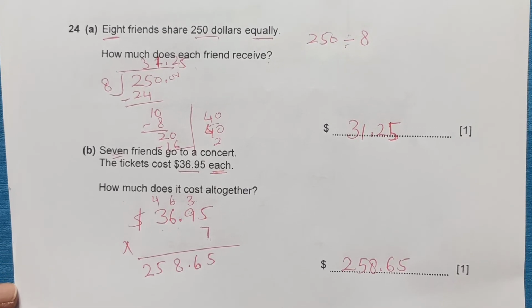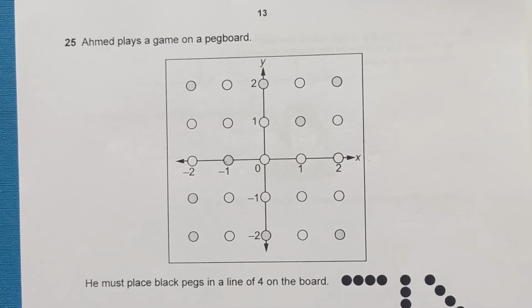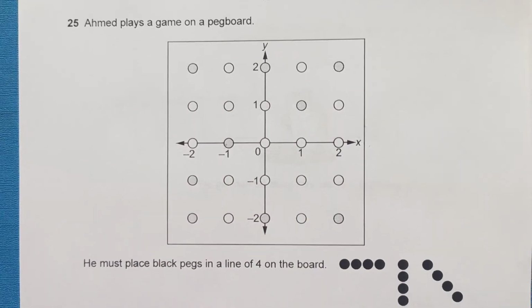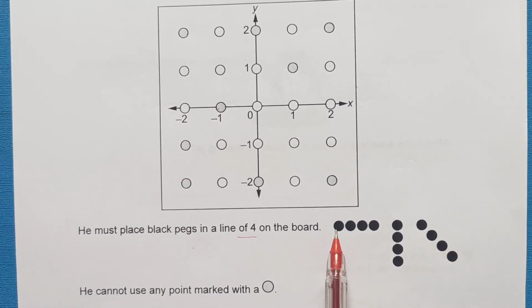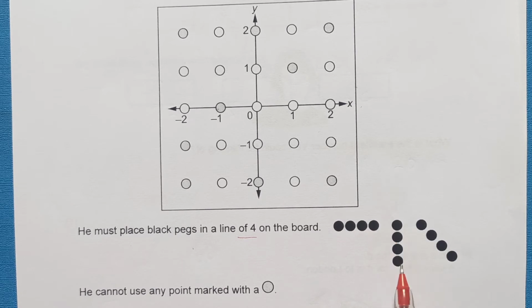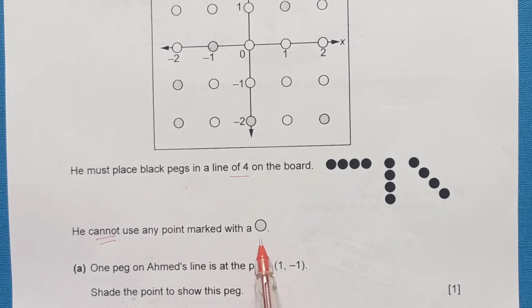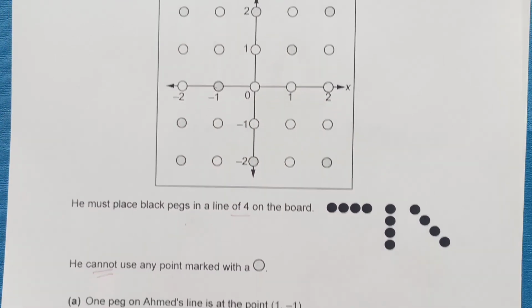Okay, I hope you got it. So let's move to the next question. Number 25. Ahmed plays a game. Looks like an interesting question. On a pegboard. So here is the pegboard. He must place black pegs in a line of 4. So you can place 4 pegs like this, horizontal, vertical or diagonally. He cannot use any point marked with this dark circle. You see this is shaded. So you can see there is one shaded and one hollow circle here, the unshaded part.